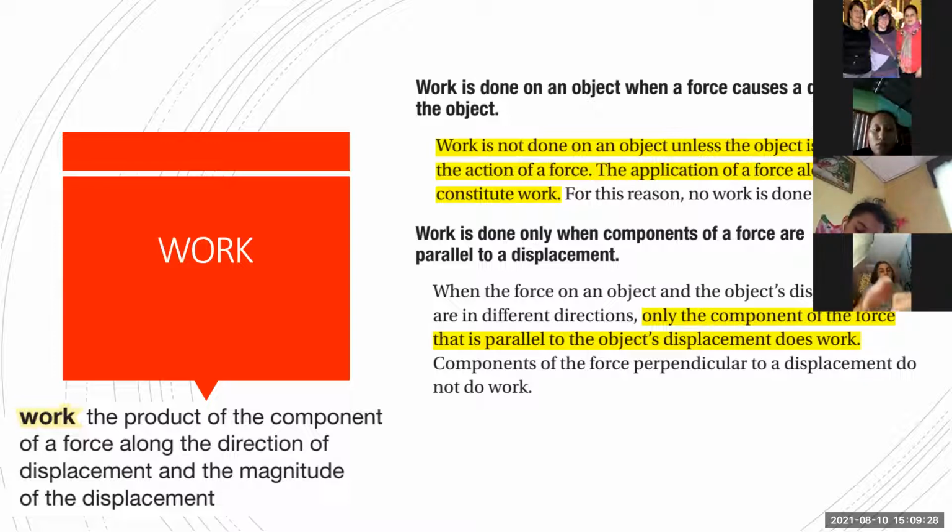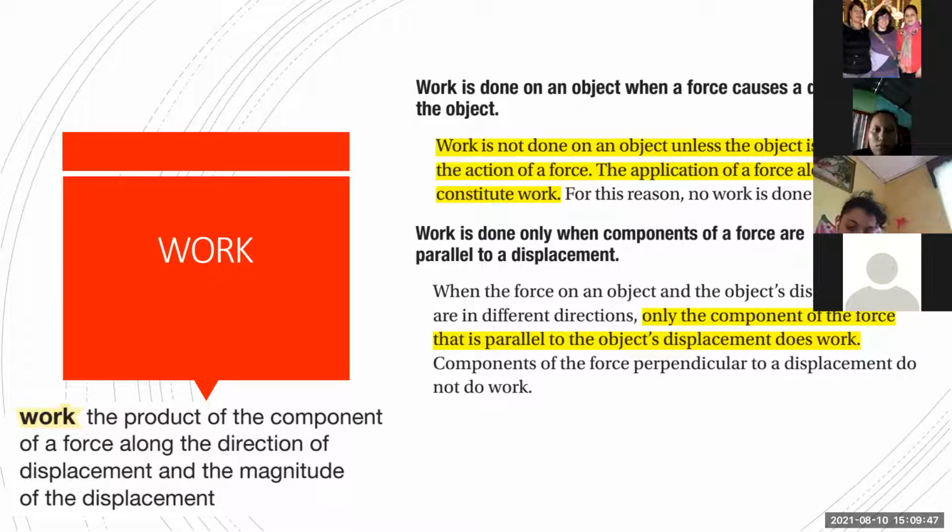If no displacement is caused, then no work is done. The application of a force alone does not constitute work. For this reason, no work is done, okay? This is the first important statement about work.